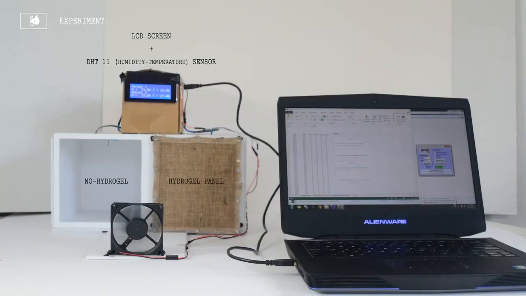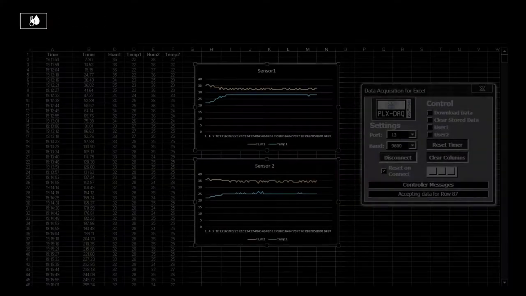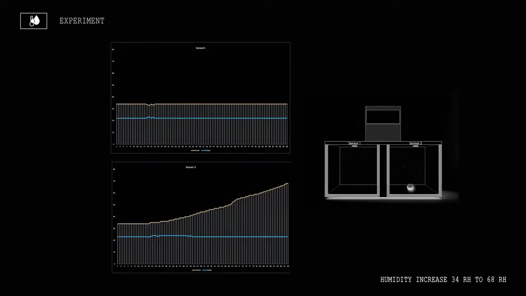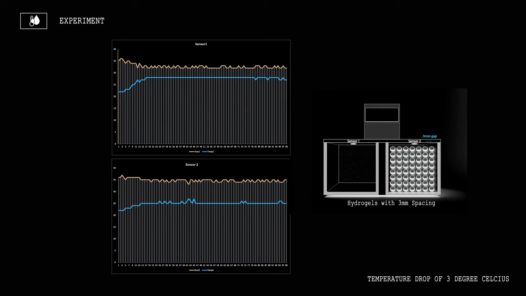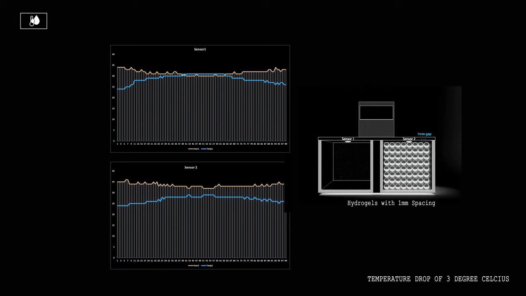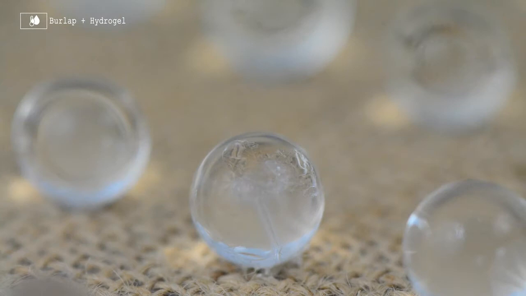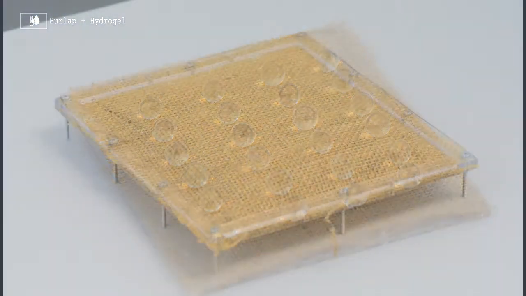Experiments with variable spacing were undertaken to measure the degree of evaporative cooling achieved by hydrogels. A temperature drop of up to 3 degrees Celsius was recorded in our experiments. A composite assembly of hydrogel and burlap was also explored to further enhance the cooling effect.